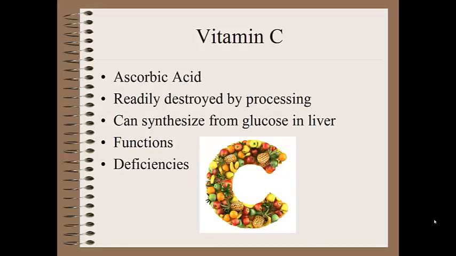Vitamin C is also called ascorbic acid, and it is readily destroyed by processing. So any vitamin C that is in your feeds, if it's been pelleted or steamed or cooked or crushed or anything like that, vitamin C is going to be destroyed. So your whole oats will have more vitamin C than your cracked oats or crimped oats. Horses can synthesize vitamin C from glucose in the liver, however, so as long as they have enough simple sugar to glucose in the system, then they can synthesize vitamin C for themselves.